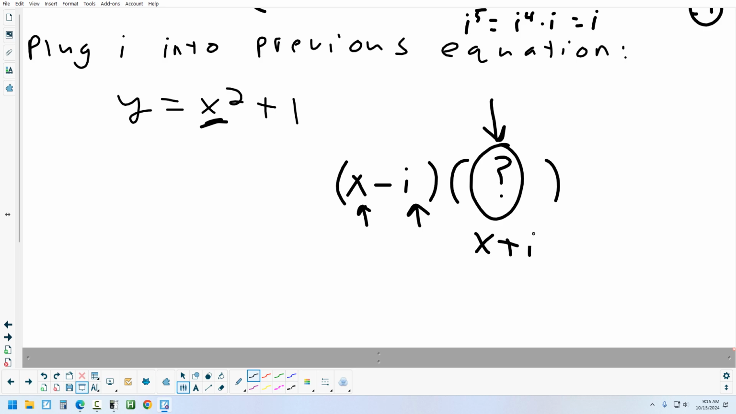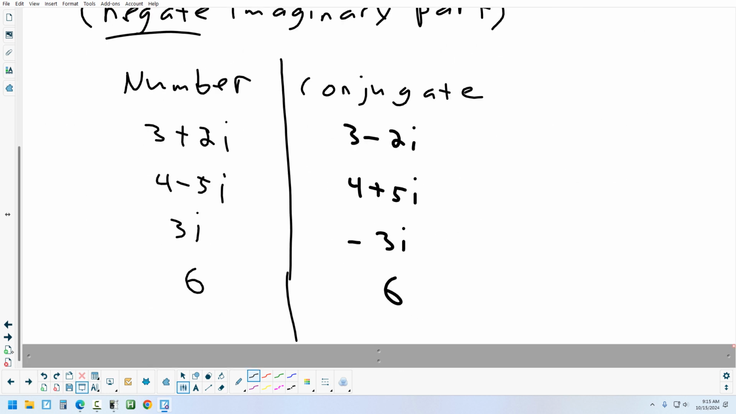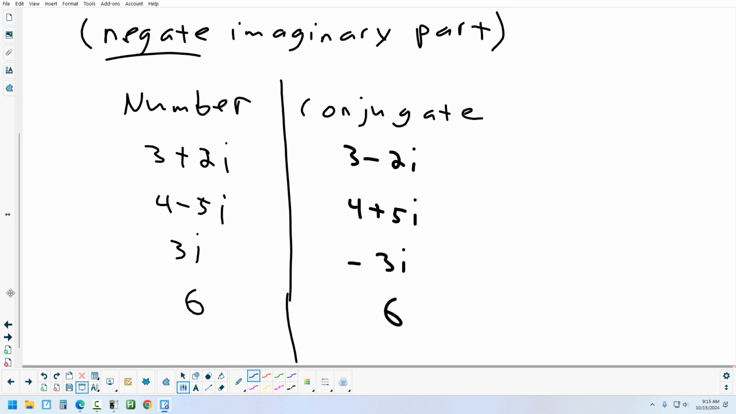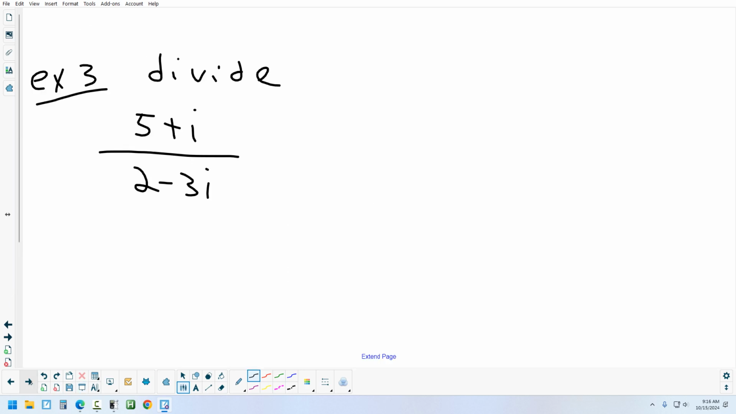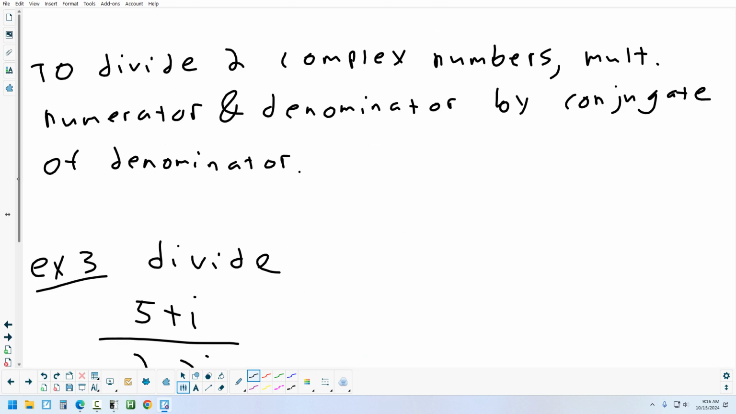We haven't really gone over that yet, but if you FOIL x minus i and x plus i together, you will get that as an answer. So conjugate, definitely an important idea. Any question on how to find a conjugate from a number? Okay. So how do we use that to do division?